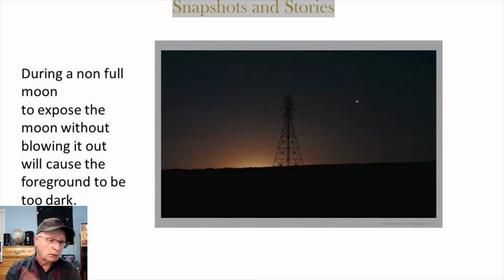During a non-full moon, or it doesn't matter really, exposing a moon without blowing it out will cause the foreground to be too dark. If I didn't have this moon coming up at a full moon phase, it would be dark before the moon rises. And if that's the case, what you will have is a silhouette of this tower. Now, this grass and this tower, or field and this tower, I wouldn't have been able to see if the moon had been up, because if I wanted to see this, the moon would be so blown out it would just be a big ball in the sky. You wouldn't know if it was the moon or the sun.